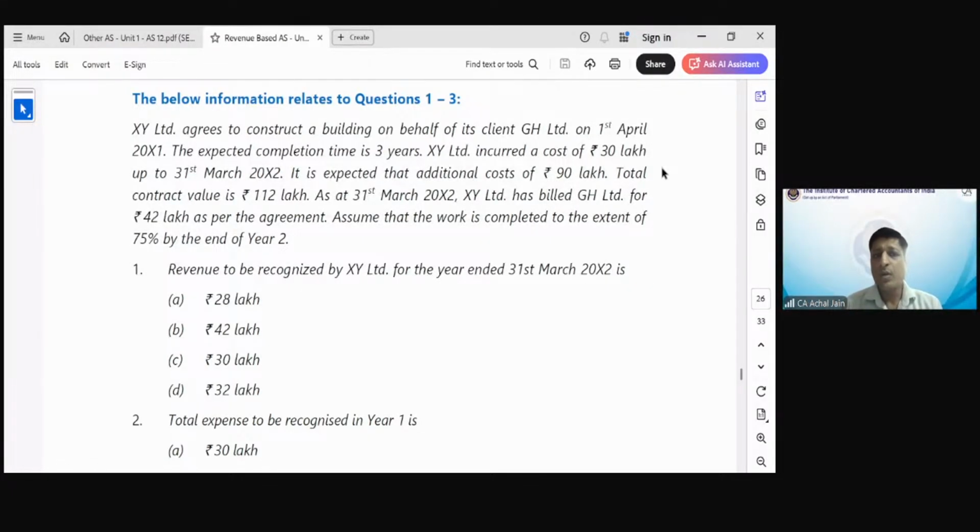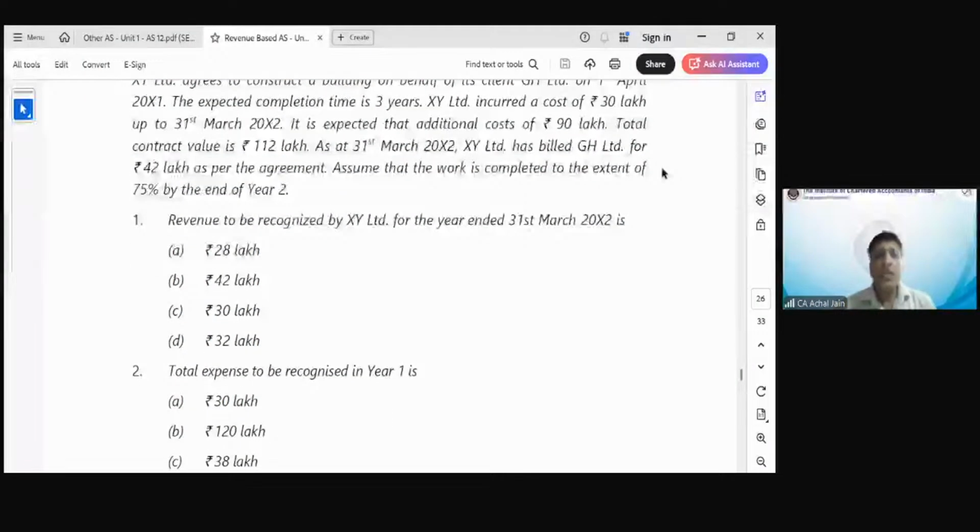Total contract value is 112. So it's a loss making contract. As at 31st March X2, XY has billed GH for 42 as per the agreement. So that's the progress billing. Assume that work is completed to the extent of 75% by the end of year 2. Now in this case, what is the total expense to be recognized in year 1?